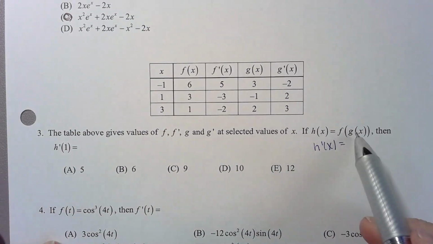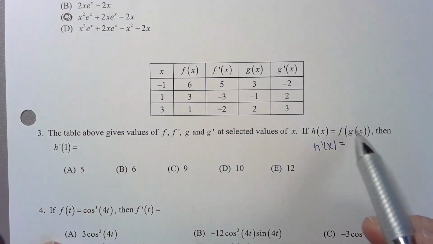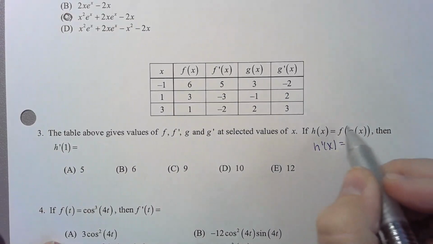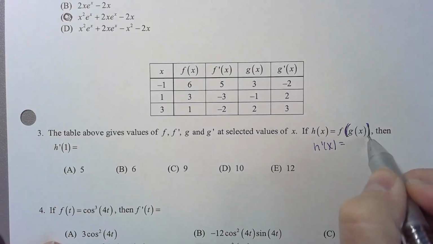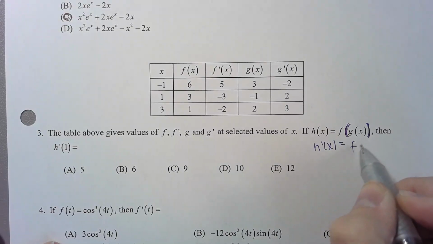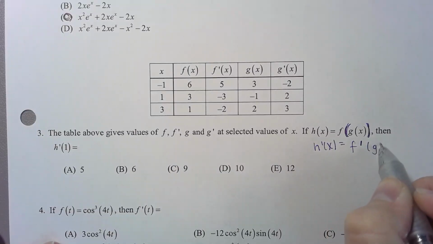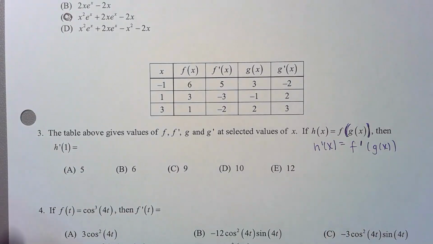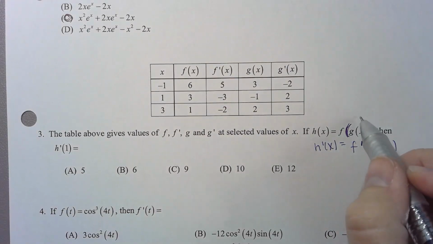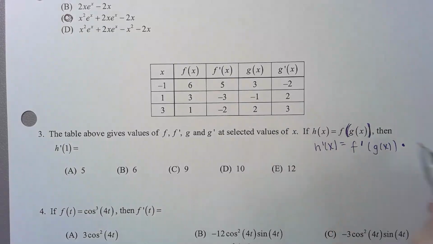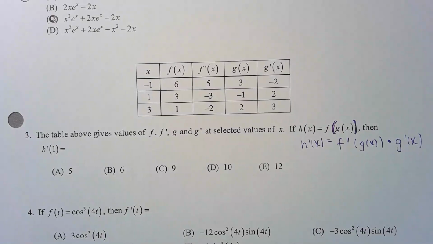Now, h of x is a composition. Chain rule says start on the outside. There's my biggest set of parentheses. On the outside is f. The derivative of f is f prime. We leave the inside alone. So it says f prime of g of x. The chain rule says now multiply that whole thing by the derivative of the inside, which is g prime of x.